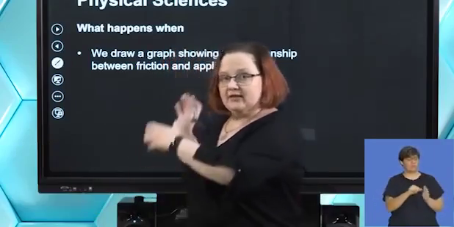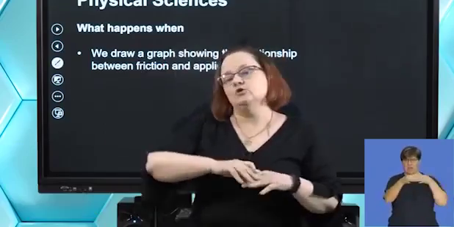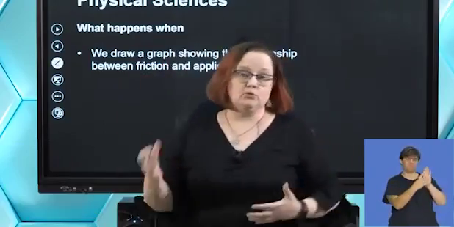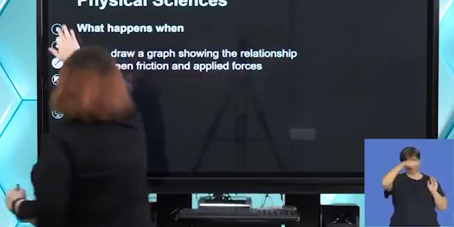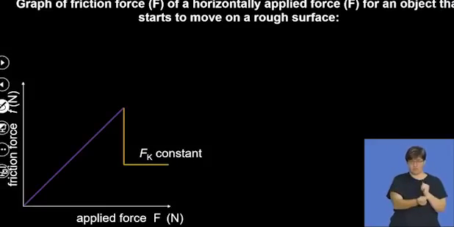So if I took the animation we did earlier and we could plot a graph of what we saw, this is what it would look like. So we get a graph that looks like this. We have a graph of frictional force on a horizontally applied force, so like the man pushing the box, for an object that starts to move on a rough surface. So there's friction, okay? This is what happens.